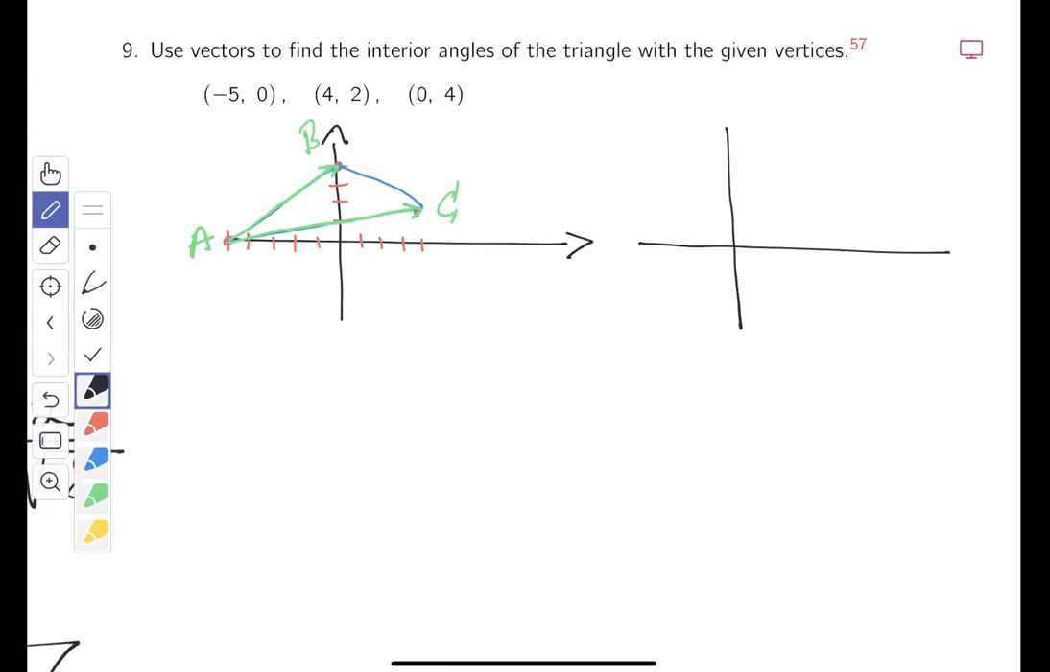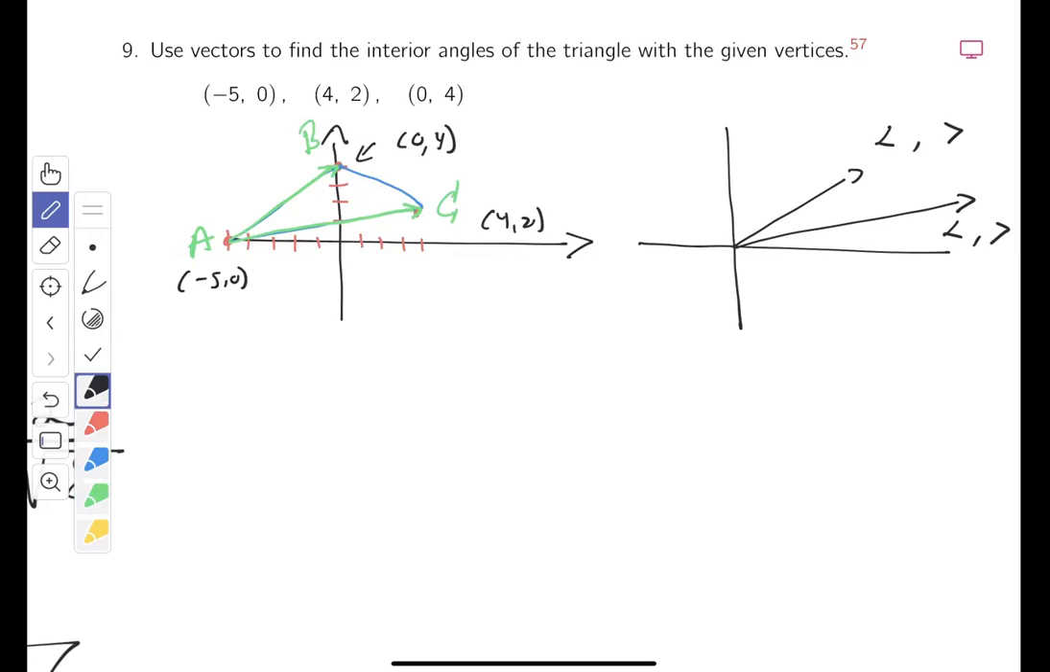I'm going to need something that looks sort of like this over here. I move that in there. What would this be over here, though? And this one over here. I'm going to go over here and put the points down for you. This is -5, 0. This is going to be 4, 2. And this one over here is going to be 0, 4.